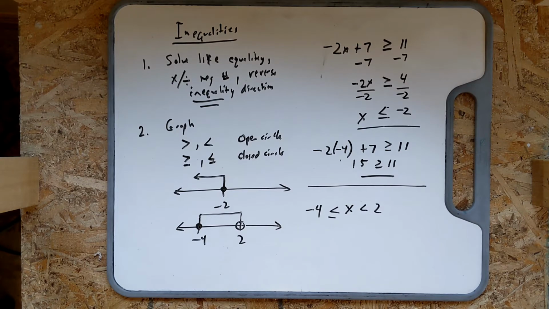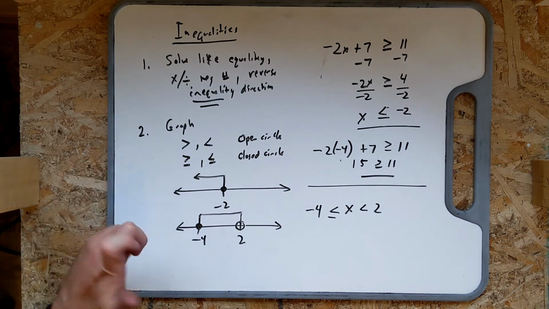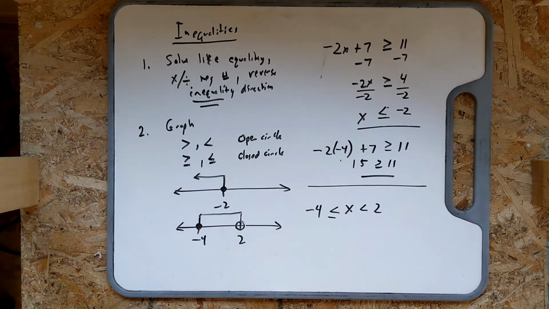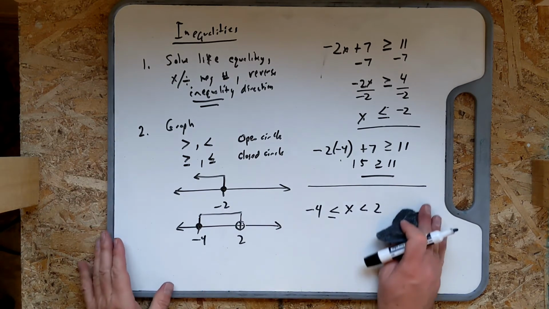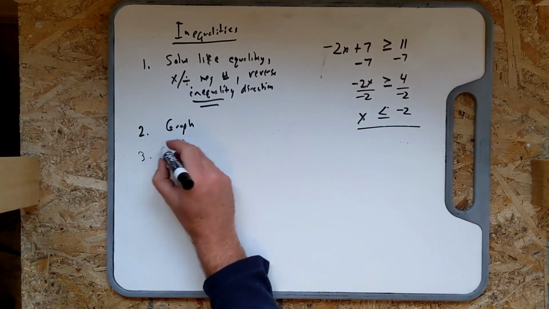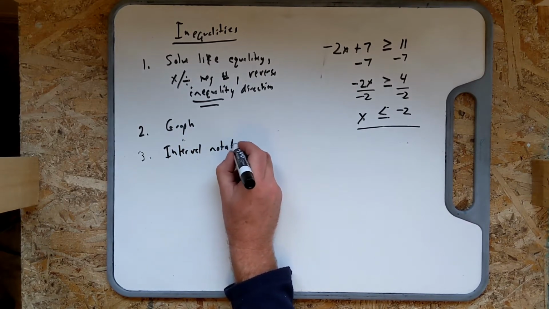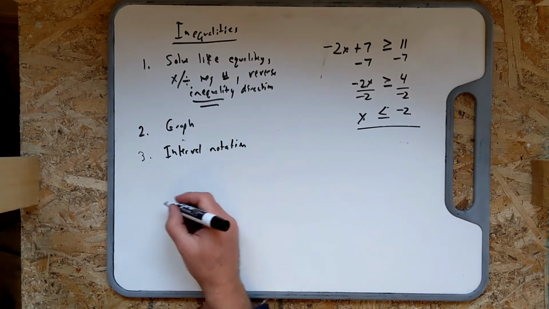Okay, again, the only thing to remember on graphing on a number line is open circle versus closed circle. So make sure you have some examples of that. Next, interval notation. Give some examples of that.